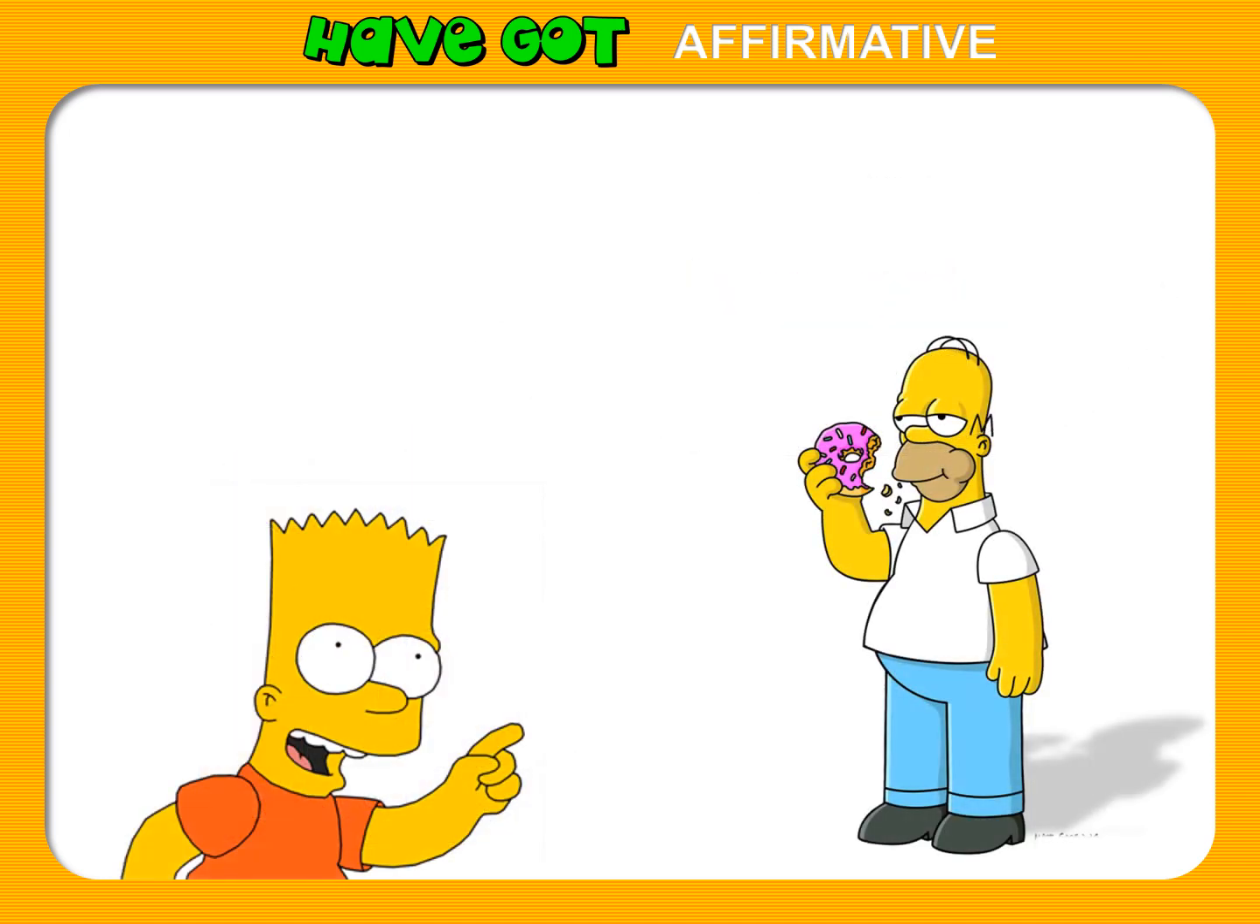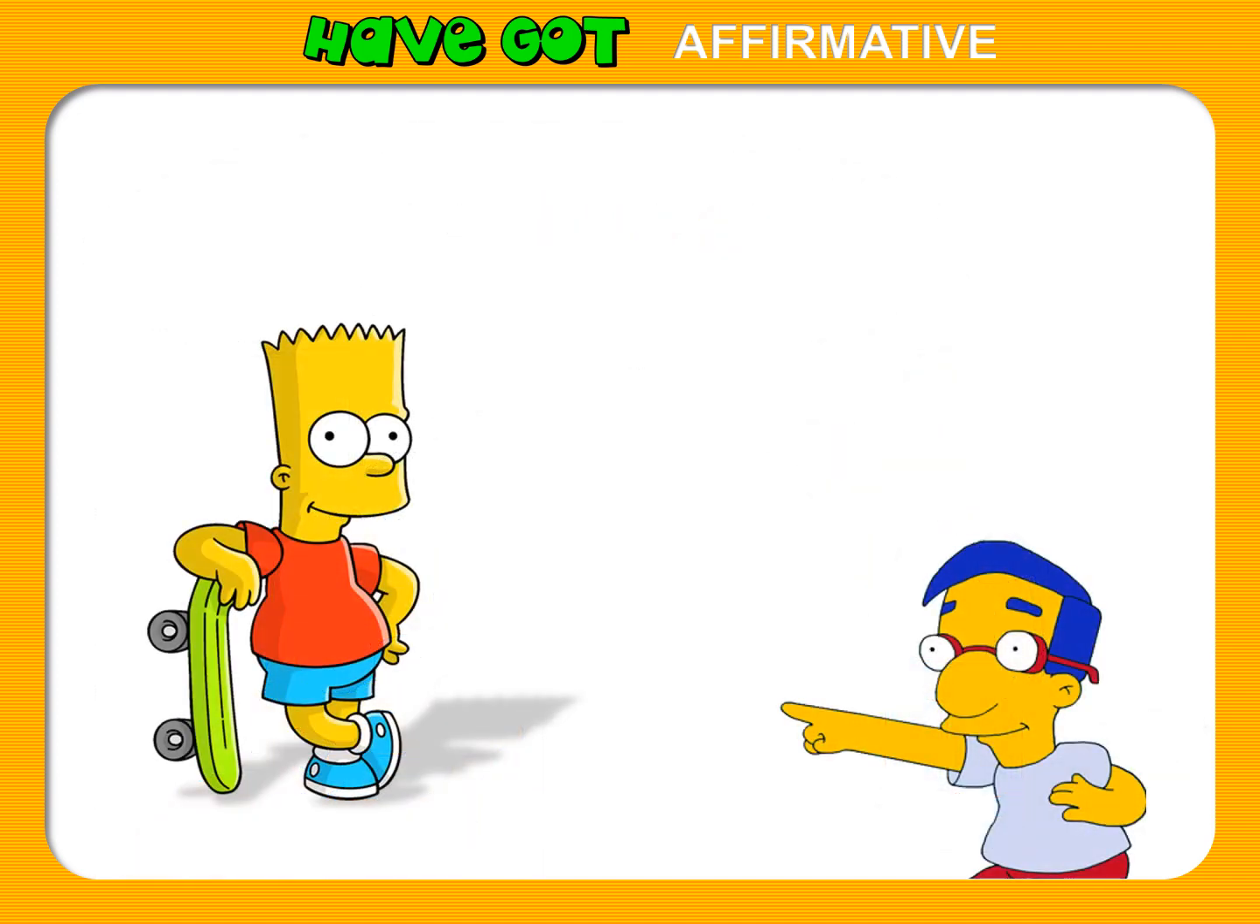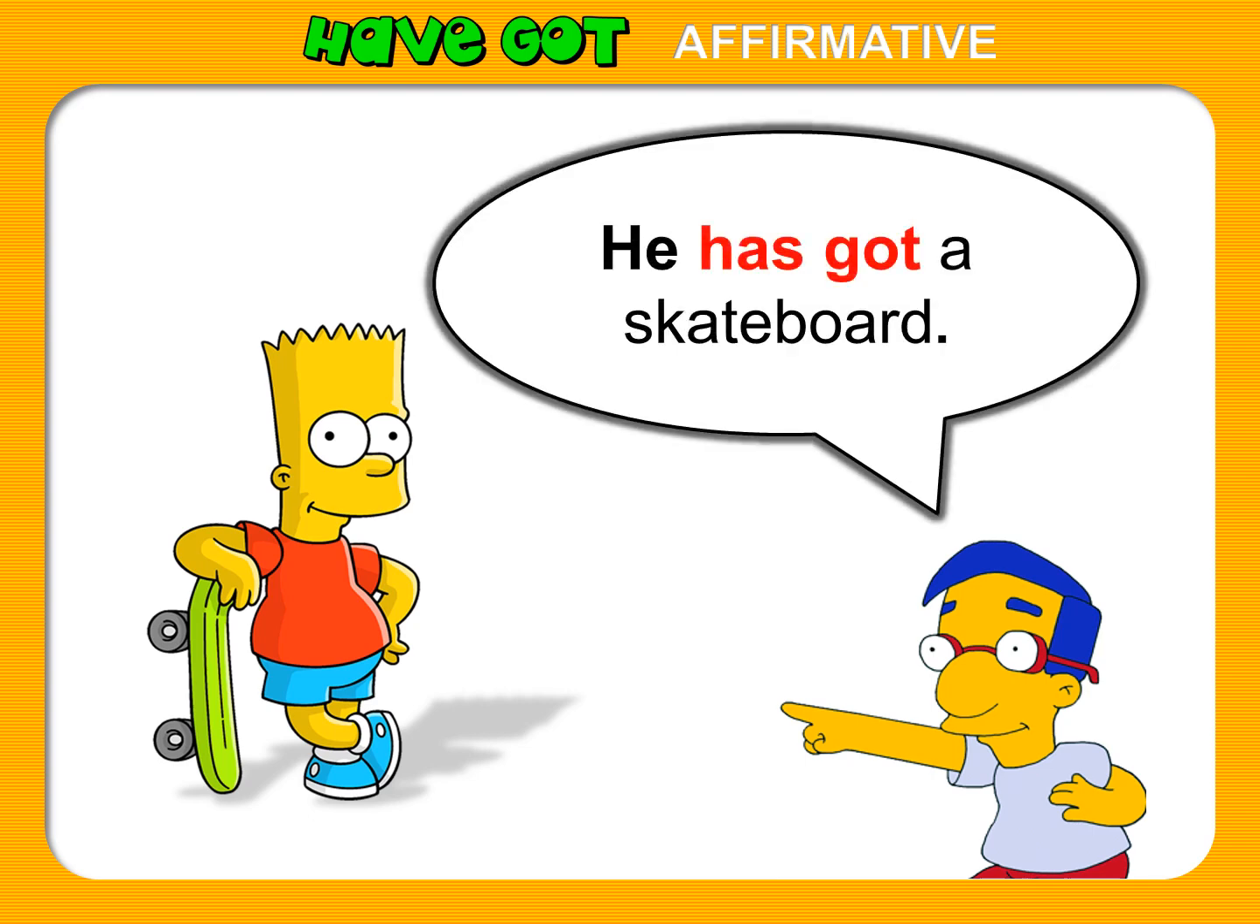What do you think about this one? How can we make a sentence about this picture? We can say, Dad, you have got a donut. Then what about this one? He has got a skateboard. As we said before, with he or she or it, I put has. So he has got a skateboard.